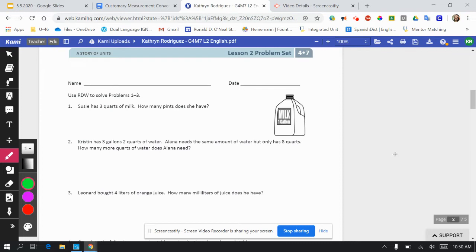We will go ahead and get started with RDW, read, draw, write. I am writing in green for a moment, so I hope that's okay with you. Here it says, Susie has 3 quarts of milk. How many pints does she have? Please box the question, circle the numbers, underline important information. All right, quarts to pints. So we need to take those 3 quarts and change it into pints.